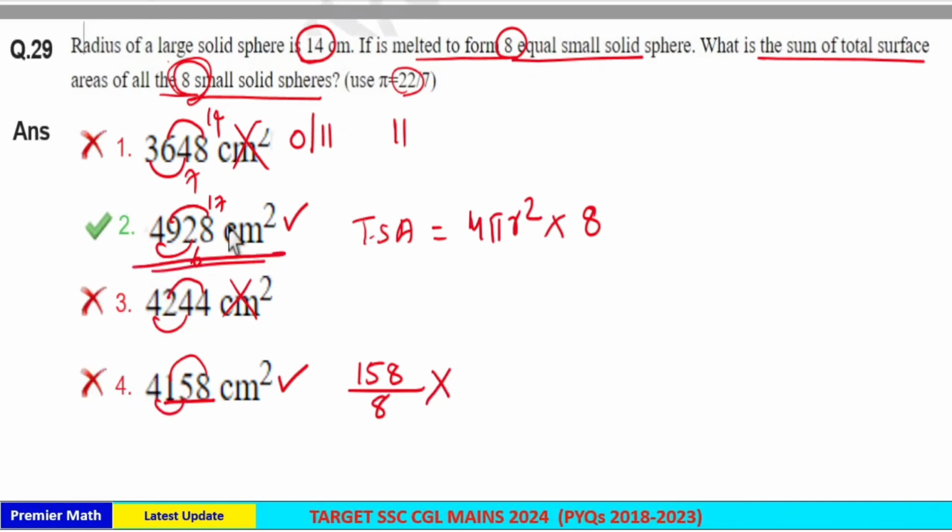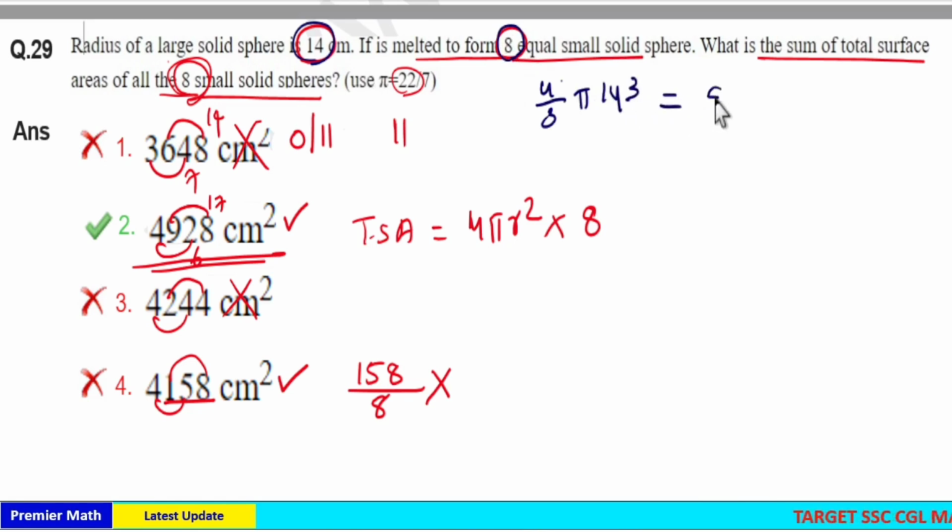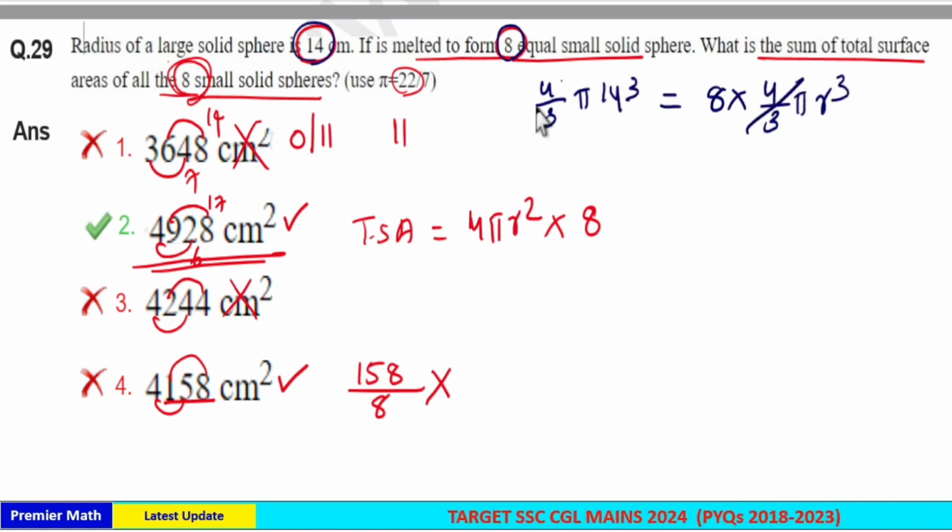Now, if you want to find it by the normal method, here the volume of the large sphere should be equal to the volume of these 8 equal small solid spheres. That is 4 by 3 pi into 14 cube should be equal to 8 into the volume of small solid sphere, 4 by 3 pi into small r cube. And 4 by 3 pi cancel. 14 cube means 2 into 7 is 14, so 2 cube into 7 cube. 2 cube is 8, so cancel, which means here 7 cube is equal to r cube.